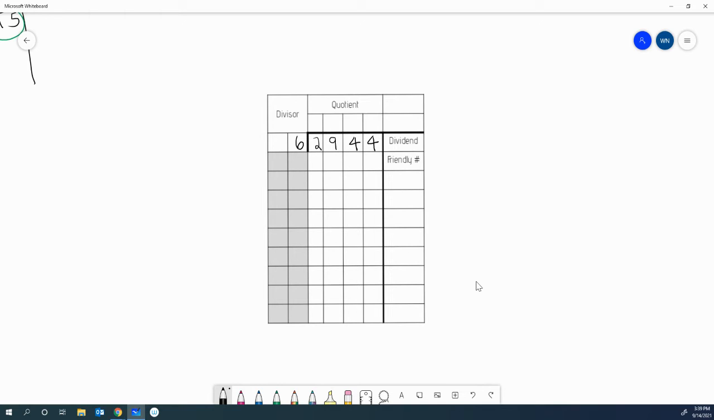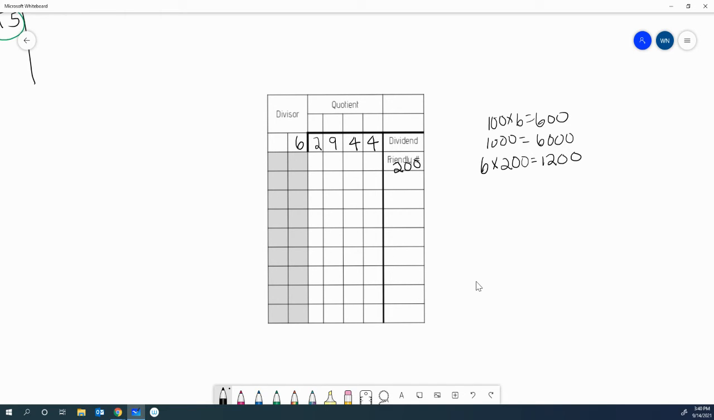All right, so our first job is to find a friendly number that I can multiply by 6 to get me somewhere near 2,944. I know I could do 100, and that would get me 600, but I kind of want to go bigger than that. But I can't do 1,000 because that would get me 6,000, and that's too big. What about 6 times 200? That would be 6 times 2 is 12, add 2 zeros. That's pretty close. Let's try that. So my friendly number is going to be 200.